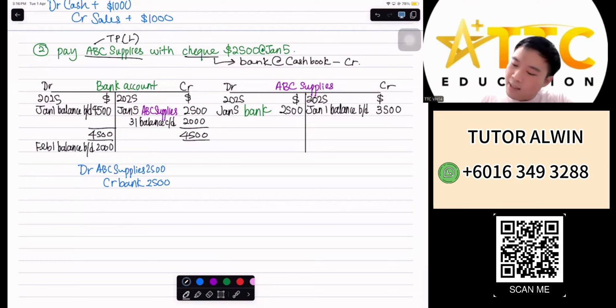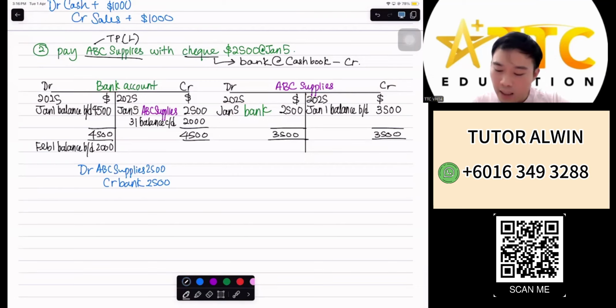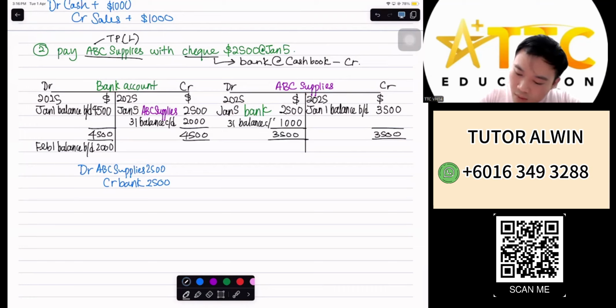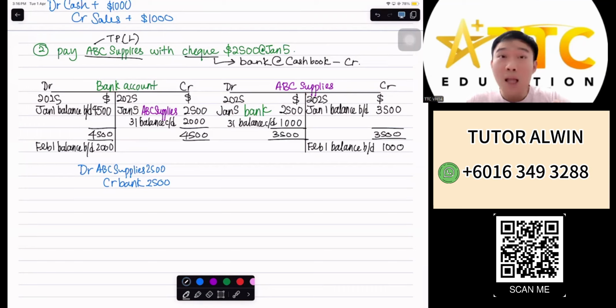As for ABC supply, this is how we interpret. Okay, so which side has the biggest amount? Okay, the credit side has the biggest amount. So both sides will be written with the value that is the highest one. So meaning the debit side has a balance of 1000. So we bring down to the next day, the next month, balance brought down 1000. This means that we still owe ABC supplies 1000 bucks, because just now 2005 is just a portion of our debt we have paid. We are still left with 1000 bucks as our debt to the ABC supplies.